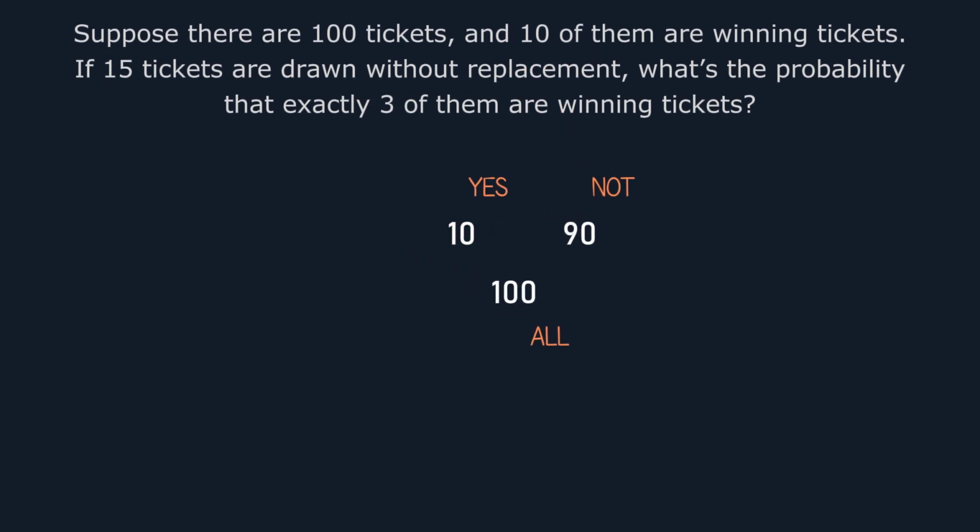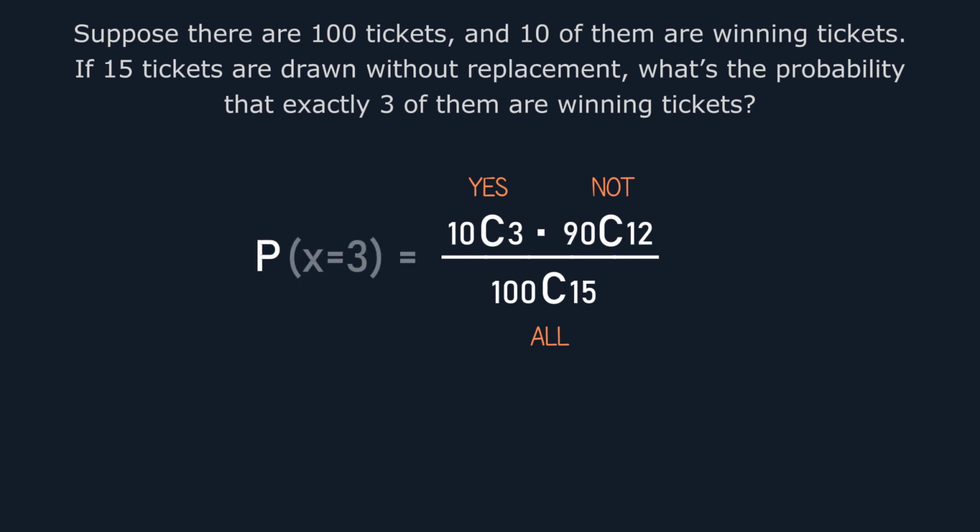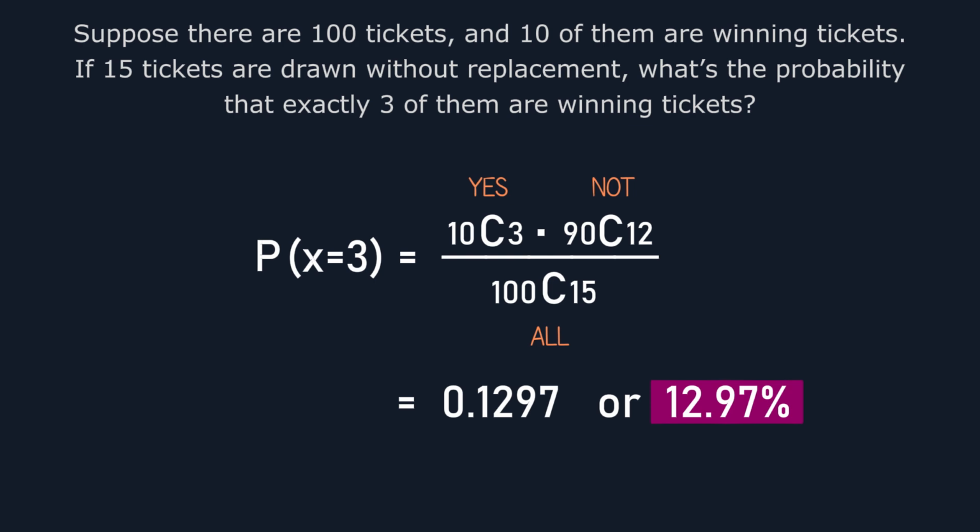For the solution, we need to calculate the combination of choosing 3 winning tickets out of 10. Then, the combination of choosing the remaining 12 tickets from the 90 losing tickets. Finally, divide by the combination of choosing any 15 tickets out of the 100. This will give us the probability of drawing exactly 3 winning tickets out of 15, which is 0.1297 or 12.97%.